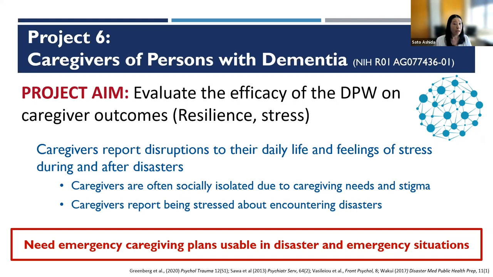So we're now modifying our program to fit the needs of these family caregivers, as individuals with dementia need specialized materials and specialized strategies to prepare for and evacuate and shelter at home after the disasters. So for this project, we have now included caregiver representatives in our stakeholder advisory board, as you might expect.